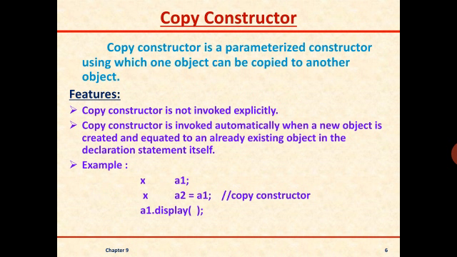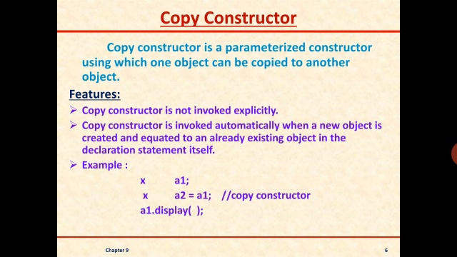Next, the third type is the copy constructor. A copy constructor is defined as a parameterized constructor using which one object can be copied to another object. Means what?